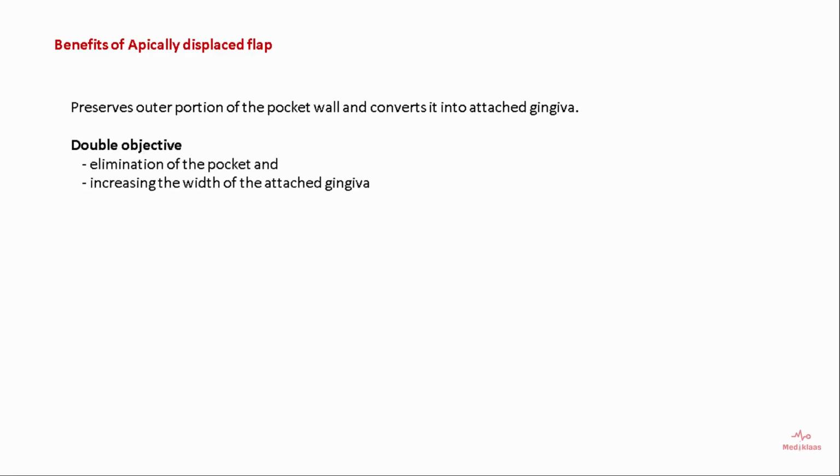So apically displaced flap is both a resective and a mucogingival procedure. What are the benefits of apically displaced flap? It preserves the outer portion of the pocket wall and converts it into attached gingiva. There is a double objective of pocket elimination as well as increasing the width of attached gingiva.